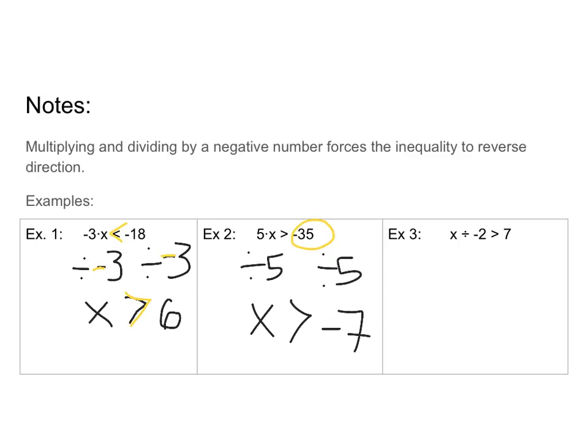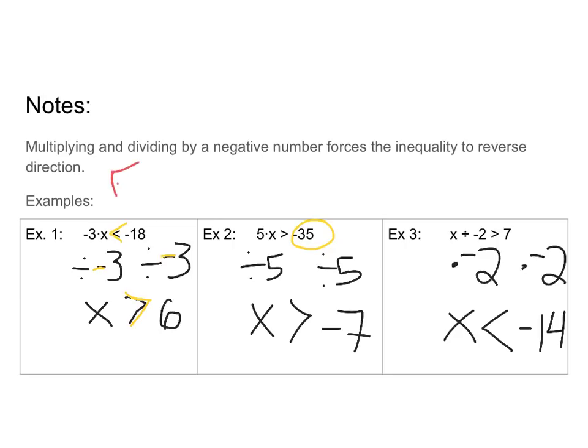Finally, I have x divided by a negative 2. So to solve that one, I would need to multiply by a negative 2. And multiplying by a negative number also forces me to flip the inequality. So when I write it down, I'm going to write the inequality the other way. X is less than negative 14.